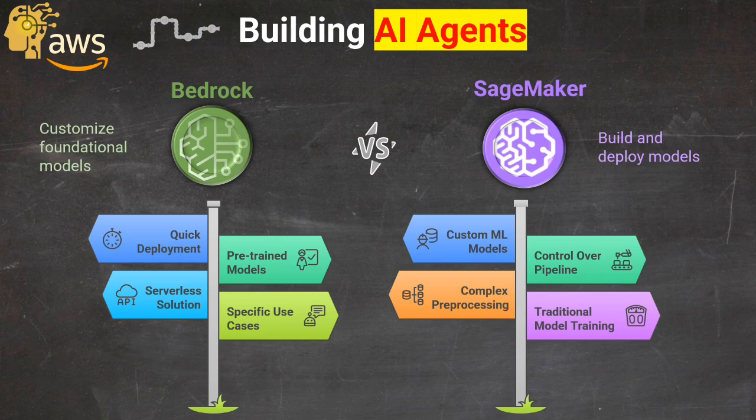In essence, Bedrock excels at rapidly deploying generative AI using foundation models, while SageMaker provides the flexibility and control needed for custom ML model development and deployment. Your choice will depend on your project's specific requirements and your team's expertise.